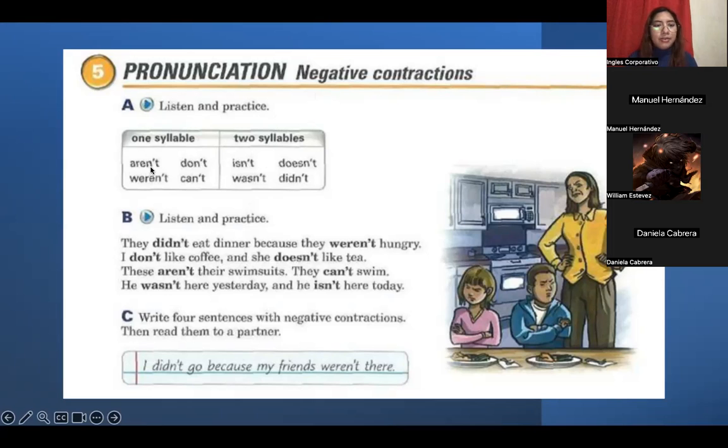So here we have aren't. We need you to help me to pronounce this word. Can someone help me? Aren't. Okay. Aren't. Don't. Okay. Weren't. Can't. Okay, can someone help me to pronounce the second one, two syllables, this one?